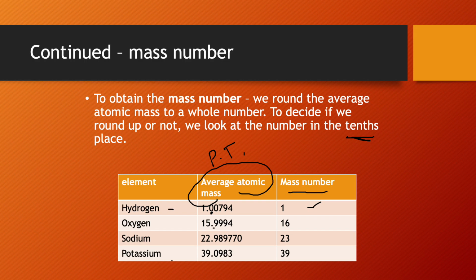Oxygen, the tenths place is a 9. 5 or greater, we round up. So oxygen would go to 16. Sodium, tenths place is a 9, so sodium's mass number would become 23. Potassium, the tenths place is a 0, less than 5, we drop it, so the mass number for potassium is 39.